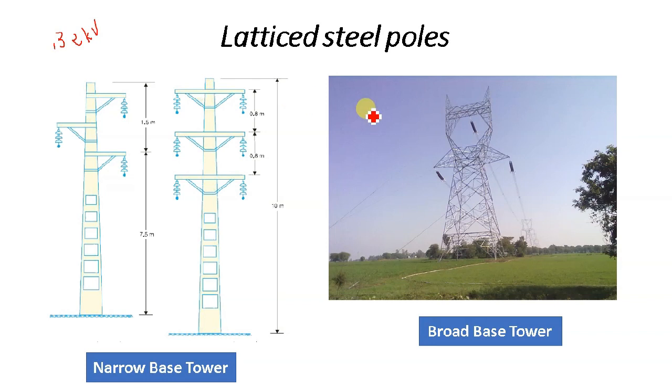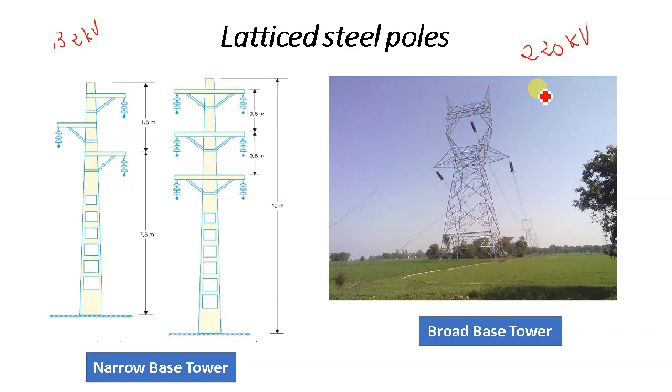Now when the voltage level is beyond 132 kV, let's say in the case of 220 kV, we are using a broad base kind of tower. This can also be a single circuit tower or a double circuit tower. In case of a double circuit tower, there will be two earth wires running along the transmission line to protect your transmission system from lightning. So these are just the mechanical design of the transmission and distribution towers we are using, and their applications and limitations.